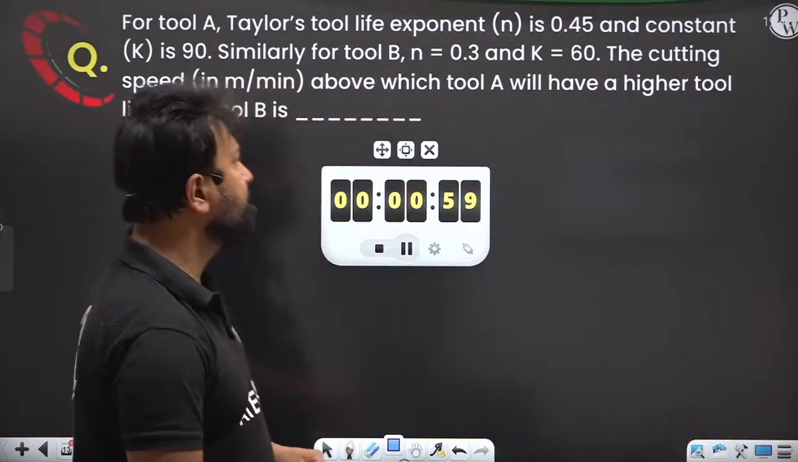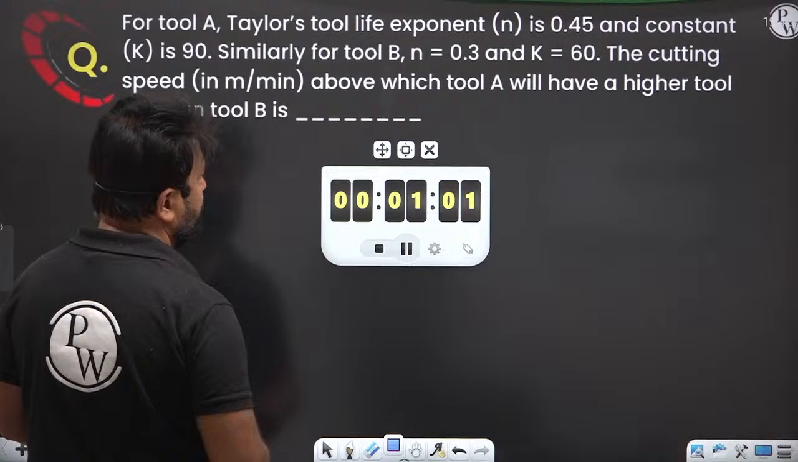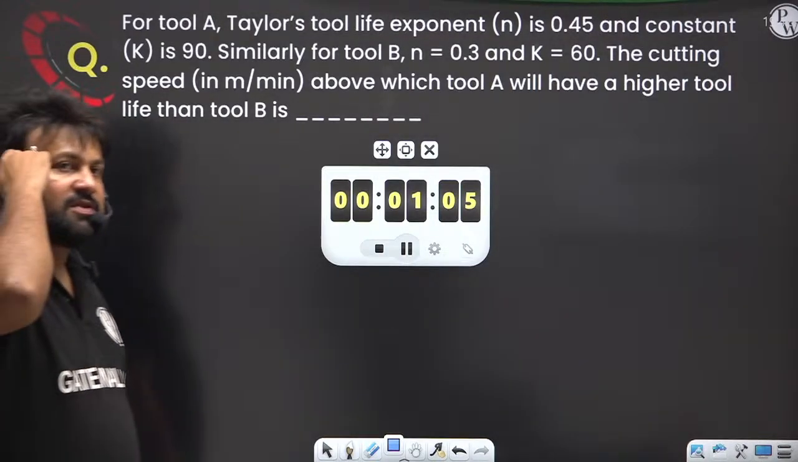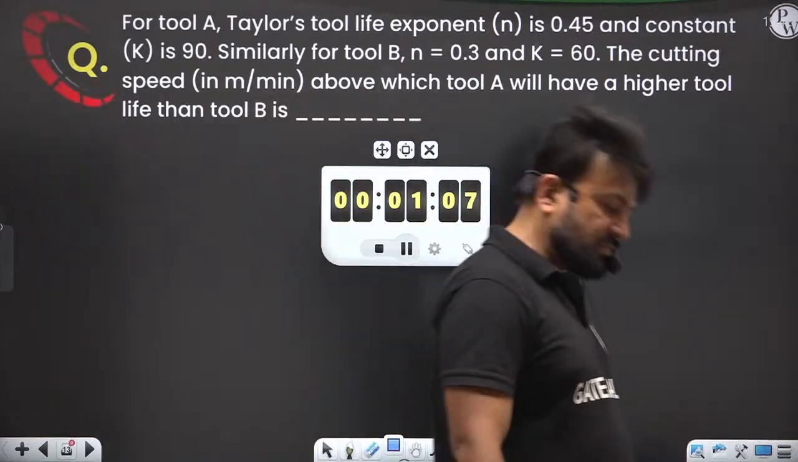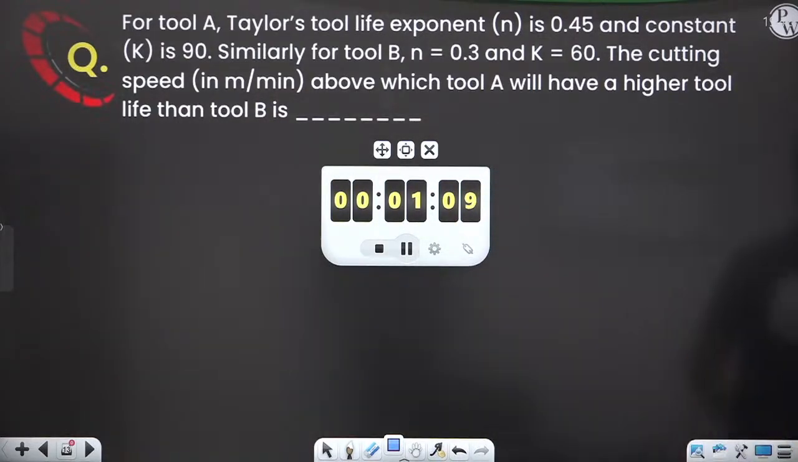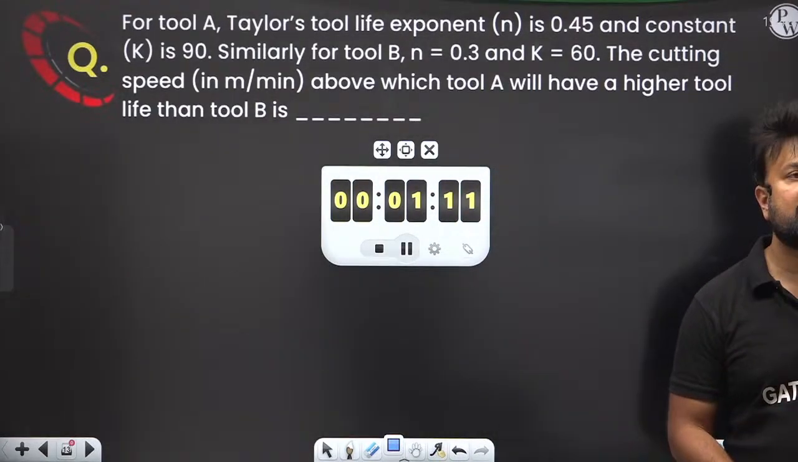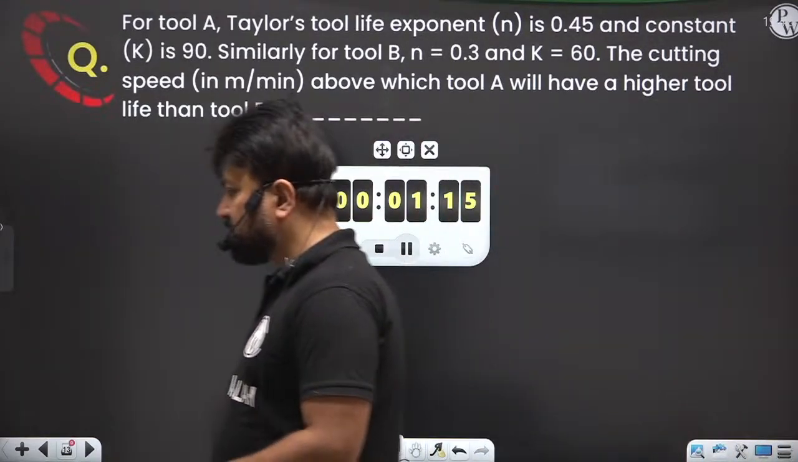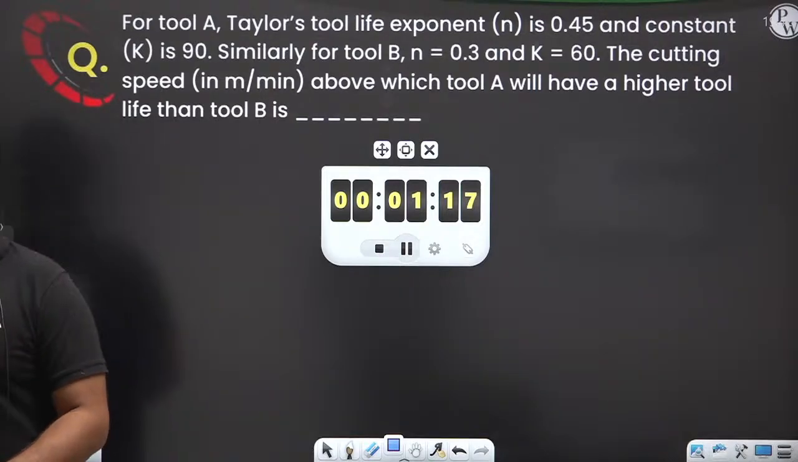Okay, one minute is over. Will you try this question for one more minute? Yes, dear. After that I will solve this question.